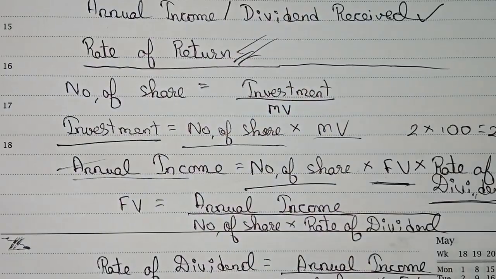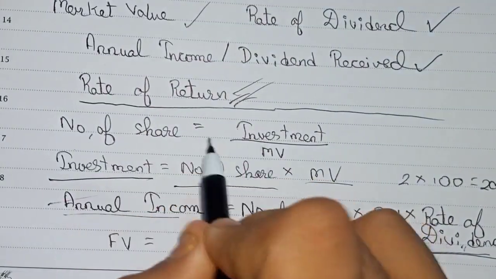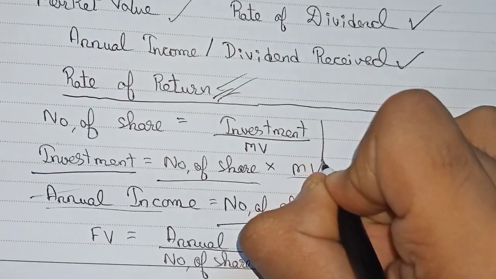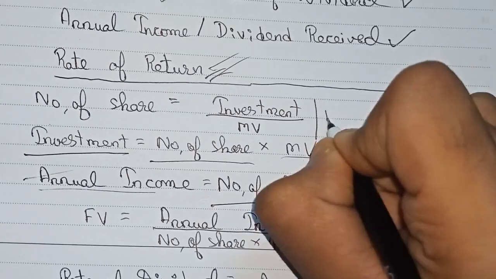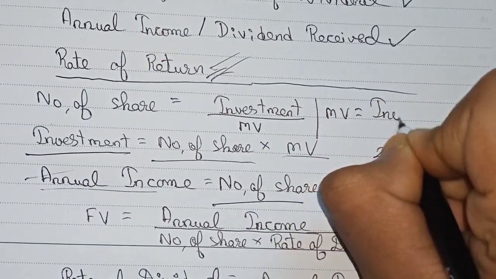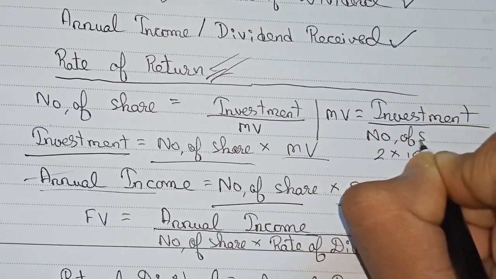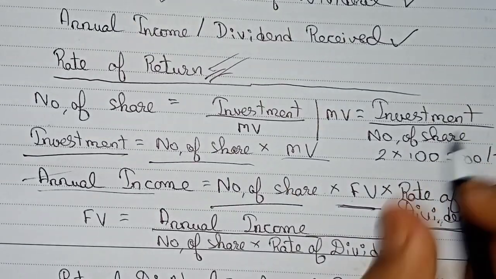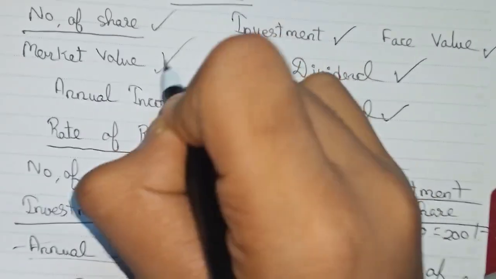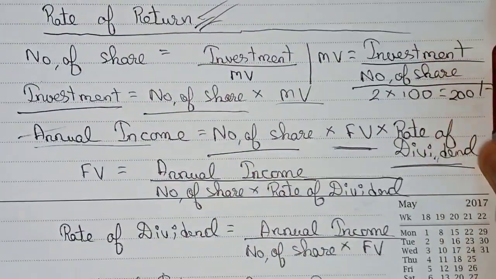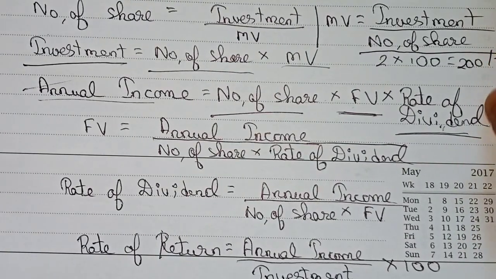And the last one is the market value. You can easily calculate market value from this formula only. Number of shares equals investment by market value. If we just rearrange the equation, it becomes market value is equal to investment by number of share. So we got the market value also. With this we have got all the formulas for the share and dividend. You can note down all the formulas from here.